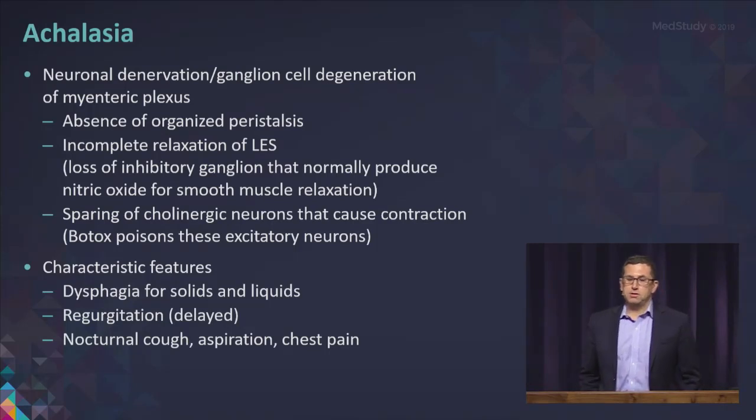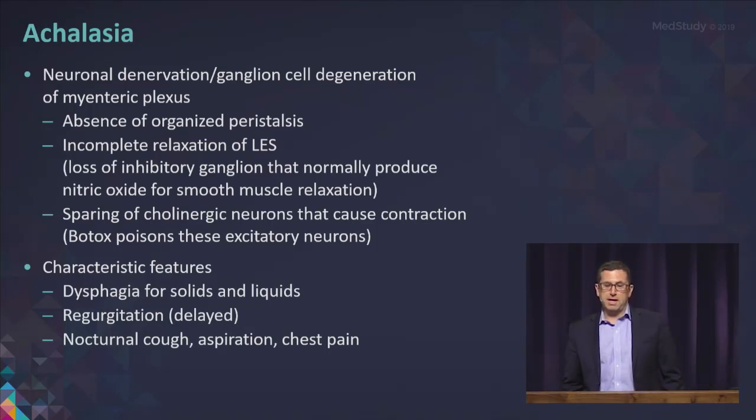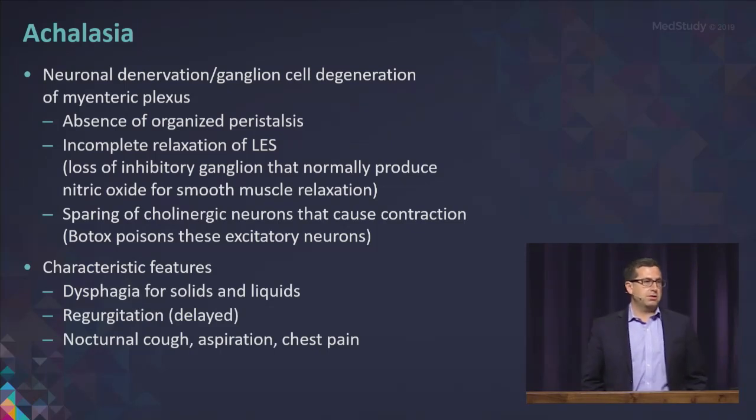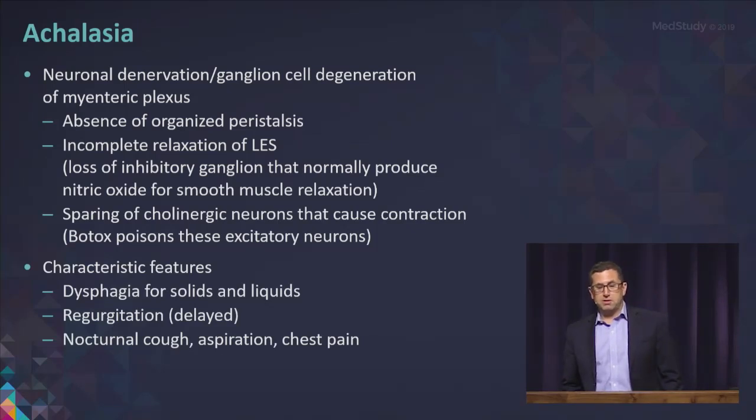Achalasia is neuronal denervation and ganglion cell degeneration of the myenteric plexus. What this leads to is absence of organized peristalsis in the esophagus. The classic thing that it does is it leads to incomplete relaxation of the lower esophageal sphincter. Basically what happens is you have loss of inhibitory ganglion that normally produce nitric oxide. On the flip side of that, there's sparing of the cholinergic neurons that cause contraction.